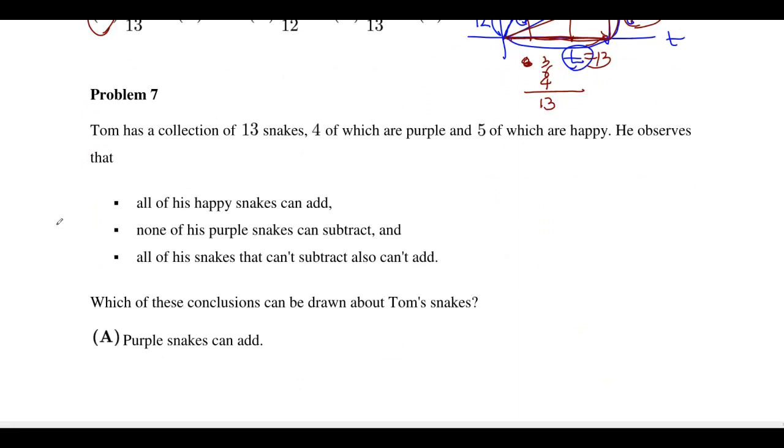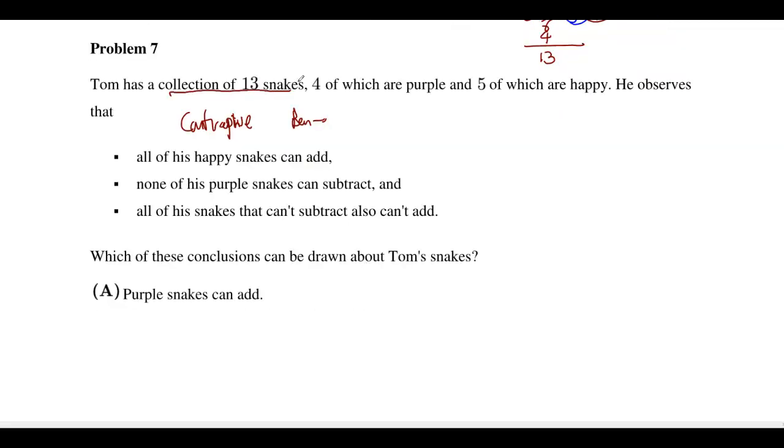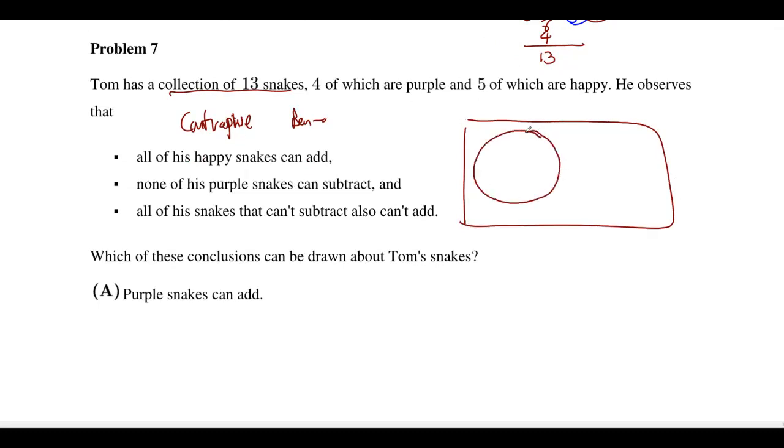This is kind of a logic problem, right? To solve logic, usually we use a contrapositive, which is always equivalent. Or sometimes we use a Venn diagram. Sometimes a Venn diagram is very useful. Okay, so when you take a collection of 13 snakes, this is the total, 13 snakes. So 4 of them are purple. This is purple. This is happy.